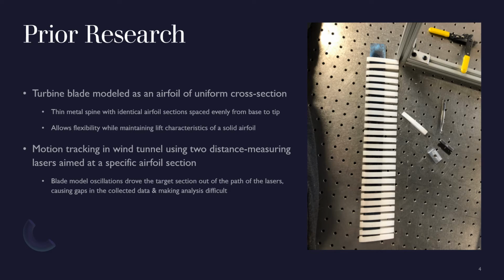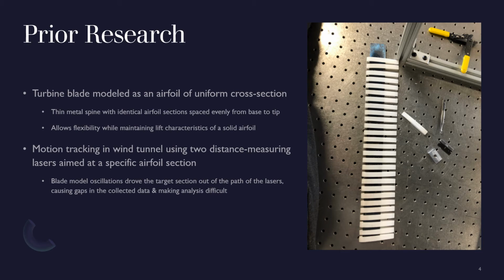Previous research on this topic that has taken place in the Fluid Structure Interactions Lab has used an airfoil of a uniform cross-section to model a turbine blade. Disconnected airfoil sections run the length of a thin metal spine, allowing the blade to flex while still being able to provide lift. The airfoil is placed in the wind tunnel and exposed to various wind speeds during testing.